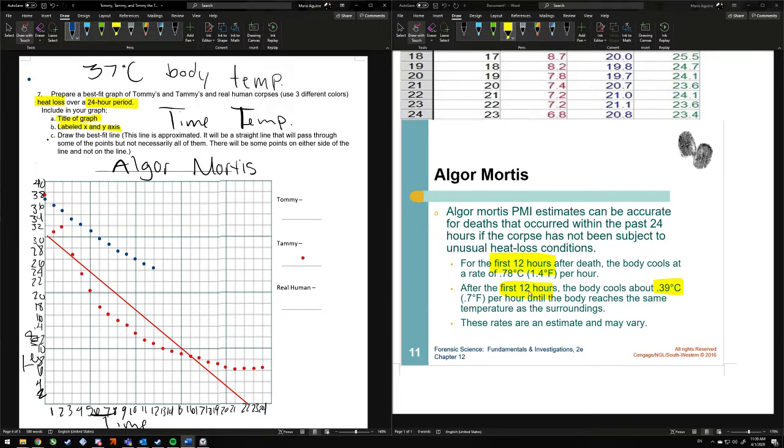And then it says after the first 12 hours, the body cools at 0.39 degrees Celsius, which is less than what we were working with before. Before we were working with 0.78, now we're working with 0.39. So for each of these, I subtracted 0.78. But now I'm going to subtract 0.39 for the rest of these. Okay, and then I'm just going to draw that same line that I drew here. So this is how you do your best fit graph.